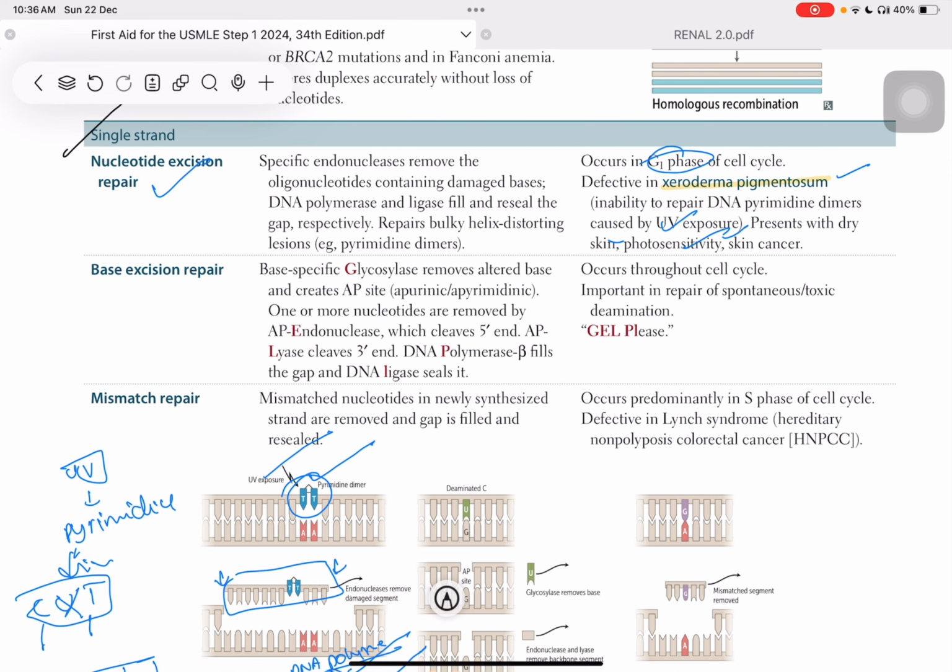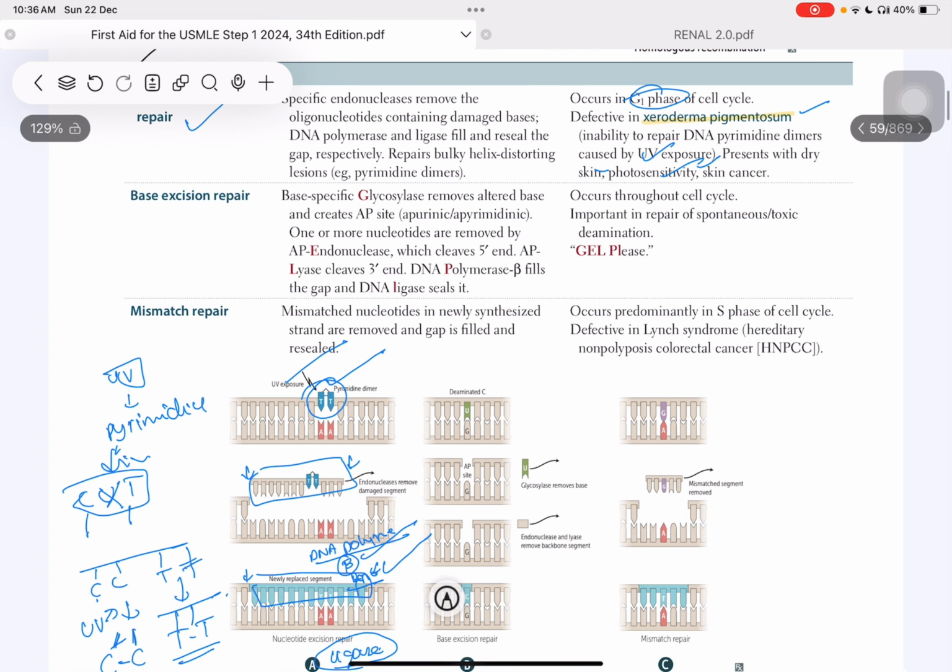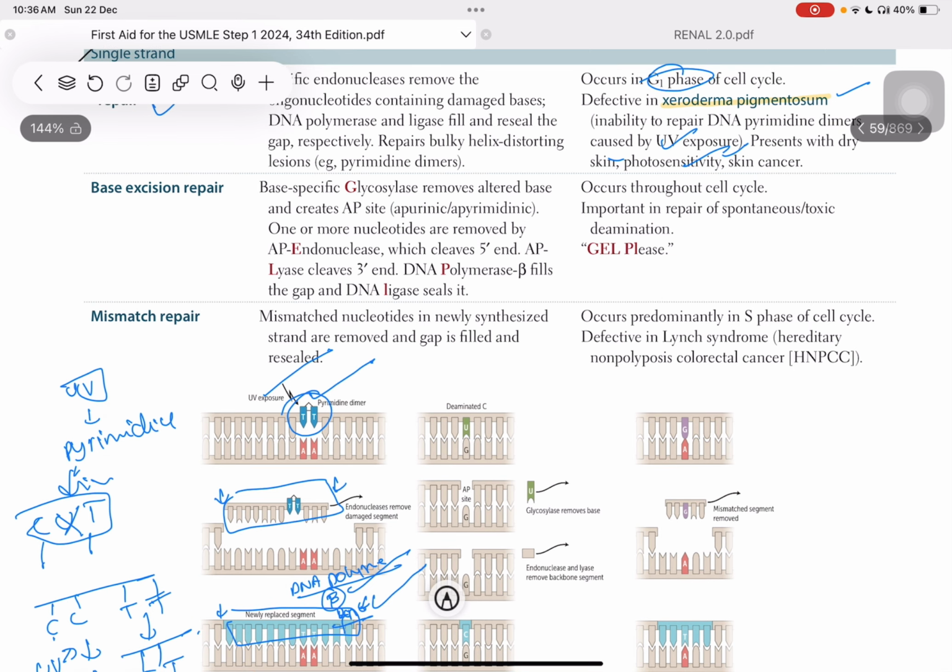Base excision repair. What do you mean by base excision repair? Base-specific glycosylase removes the altered base and creates AP, apurinic or apyrimidinic sites. One or more nucleotides are removed by AP endonuclease, which means apurinic or apyrimidinic endonuclease, which cleaves 5', and the apyrimidinic or apurinic lyase cleaves 3', and DNA polymerase beta fills the gap and DNA ligase seals it. It occurs throughout the cell cycle and is important in repair of spontaneous or toxic deamination. The mnemonic is GEL phase.